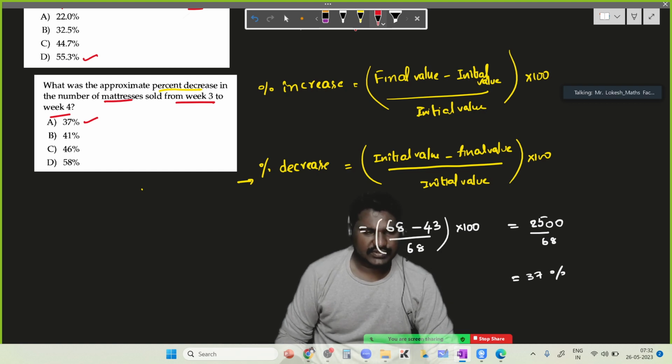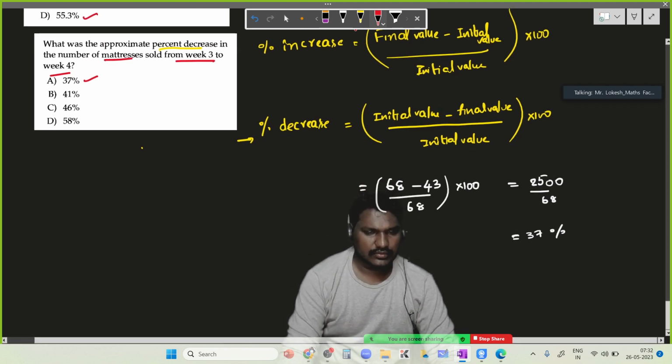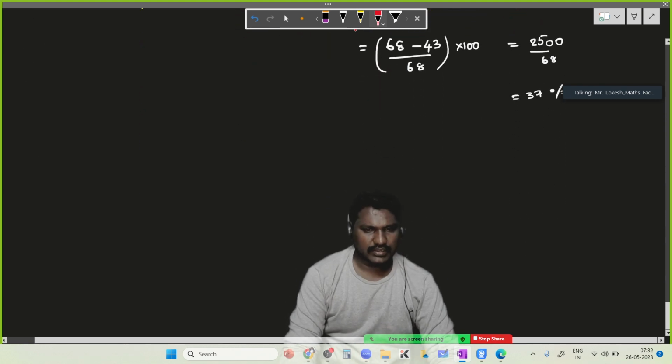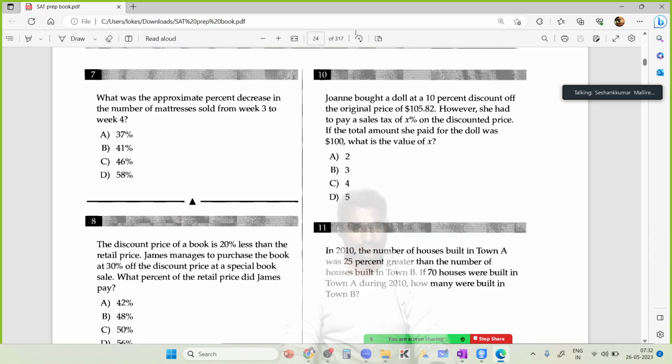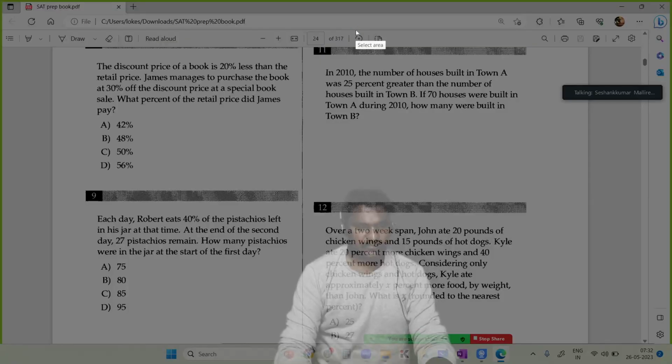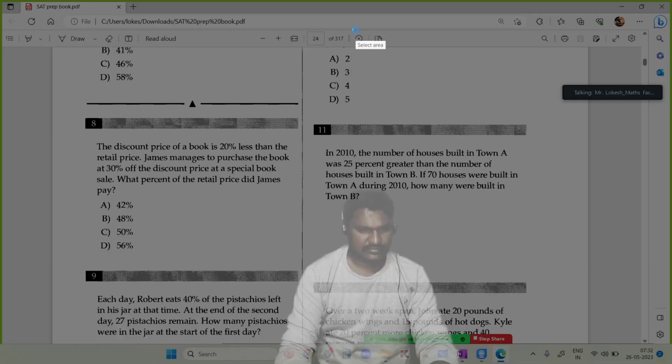So it's a straightforward question based on the formula. Now the questions based on the table are finished. Then we will move on to one more topic. Next question. Alright, we have completed the 7th question and the 8th question.